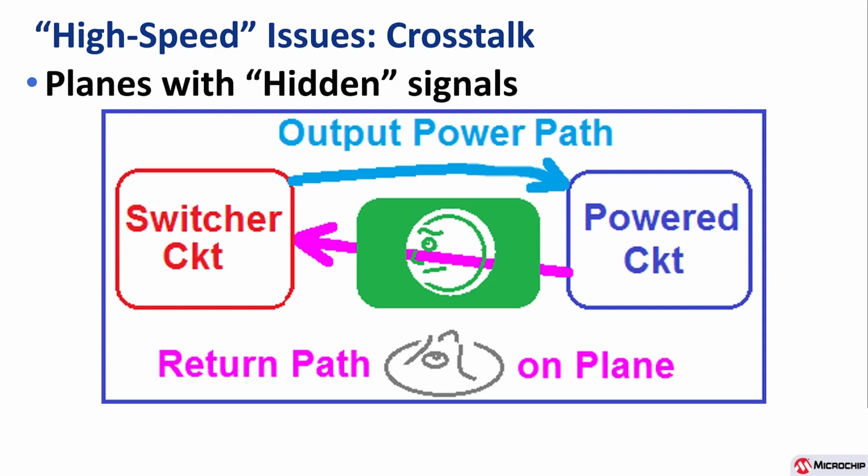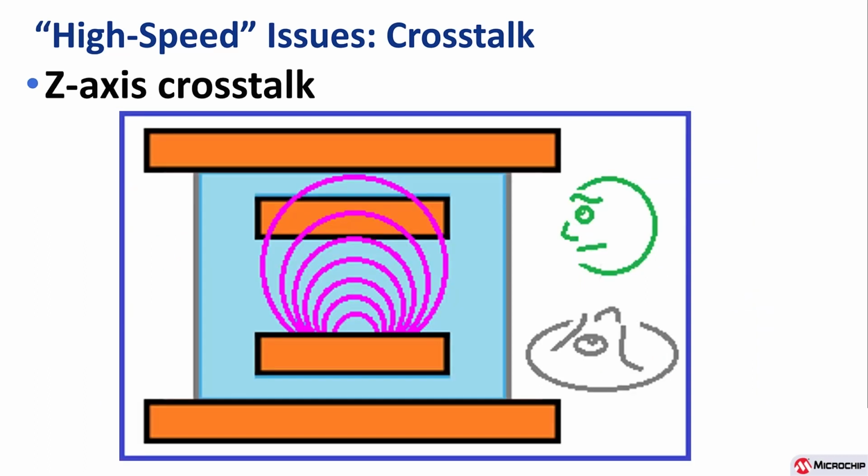And remember, it's going to try to find a nice direct way to get from the powered circuit back to the switcher circuit. We have to plan on these return paths. If we don't plan for it, it's going to find its own way. In this particular case, that noise is going to come right up from the return plane and couple into our sensitive circuit because we didn't provide a return path that was going to avoid our sensitive circuit.